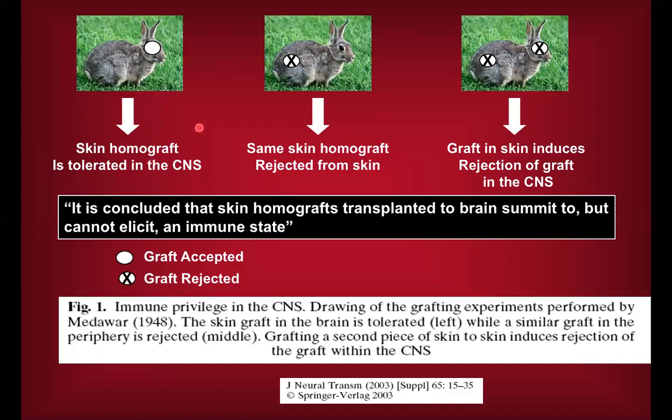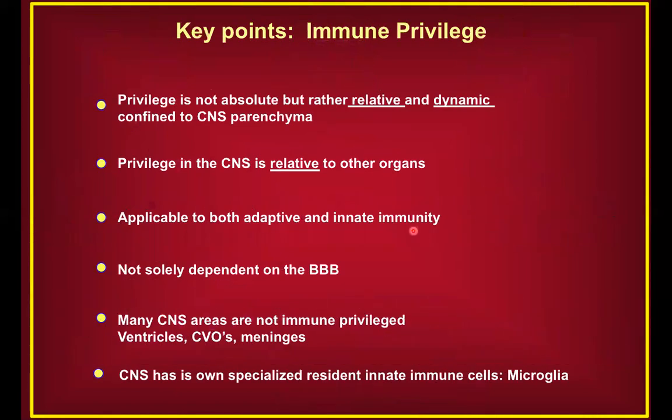Okay, so what they did then is they implanted that skin graft into the skin and they found that it was rejected. So if they did that first and then put it in the brain, they found that both grafts were rejected. So the major conclusion, and it's here in the black, is that the skin homografts transported to brain submit to but cannot elicit an immune state. So this was a really classic finding.